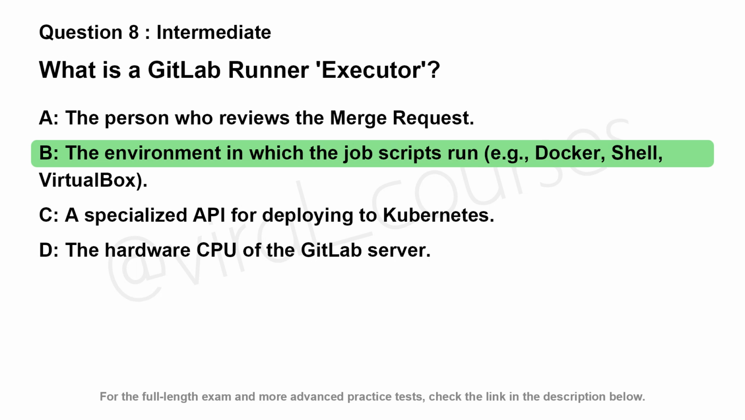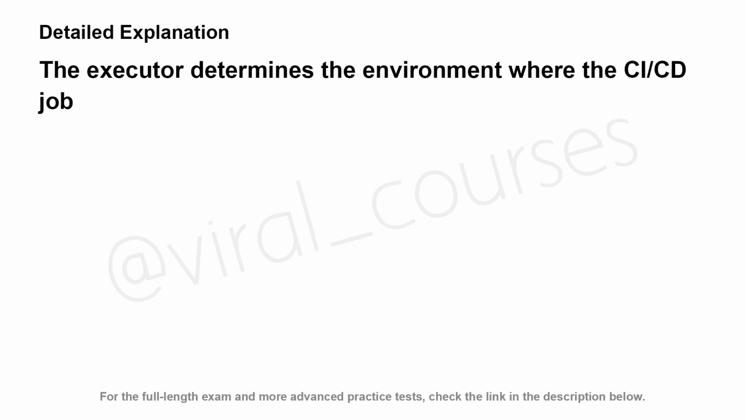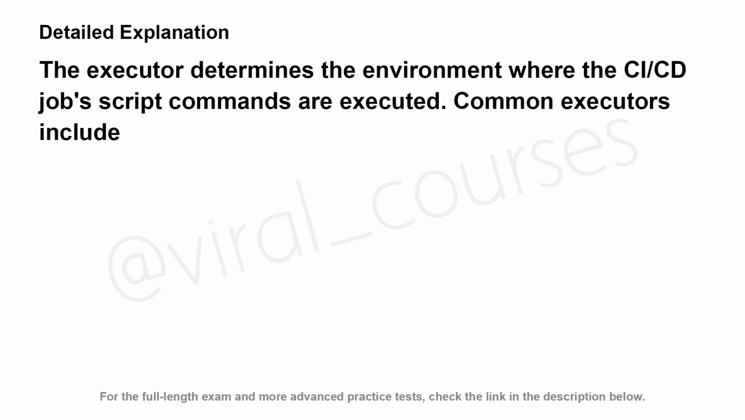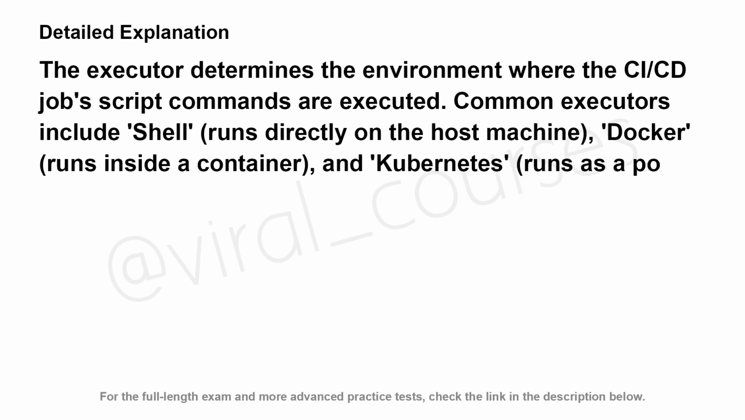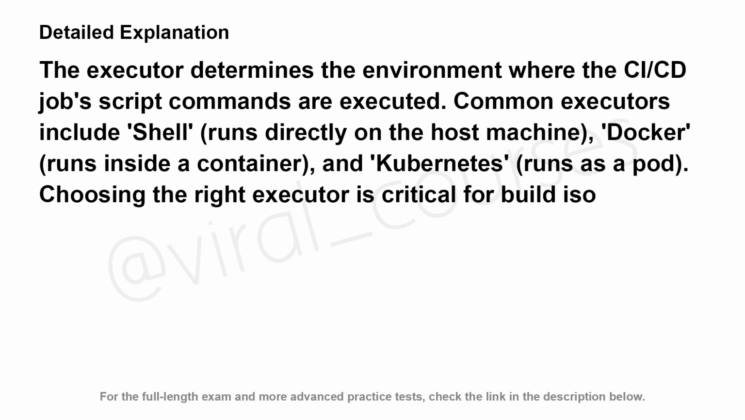The correct answer is B. The executor determines the environment where the CI job script commands are executed. Common executors include Shell, runs directly on the host machine, Docker, runs inside a container, and Kubernetes, runs as a pod. Choosing the right executor is critical for build isolation and performance.